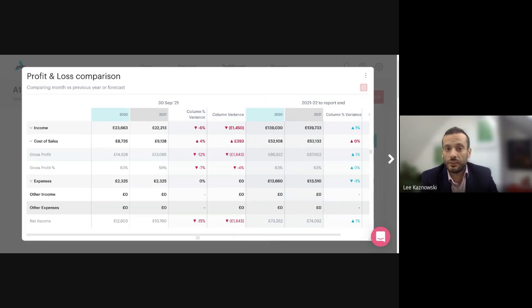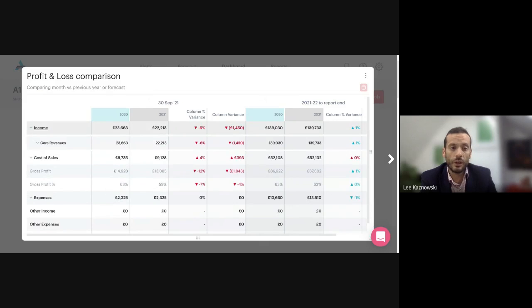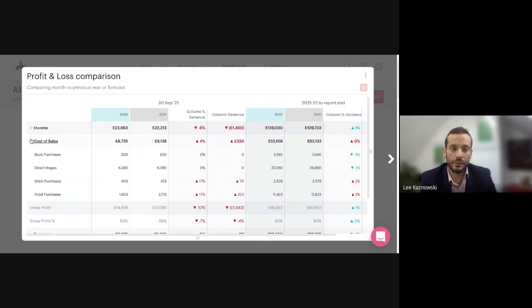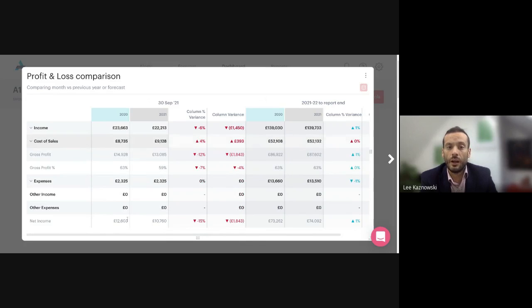So on the screen here, you can see we measure the previous month and we measure that against the same month last year. If you prepare forecasts for us, we can also compare them against your forecasts. We do it for the month and we also do it for the year to date. On any of these screens, by the way, if there's a little down arrow next to it, click it and it will drill down into a more detailed piece of information. So all the nominal codes behind cost of sales in that case. So all the usual things to look out for here, your turnover, your gross profit percentage, and the main thing is your net income for the month here.